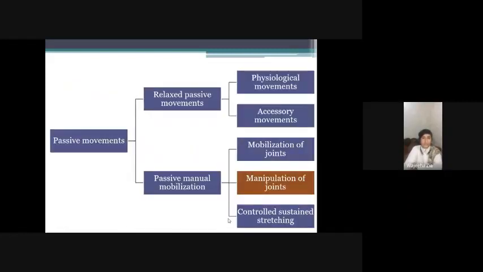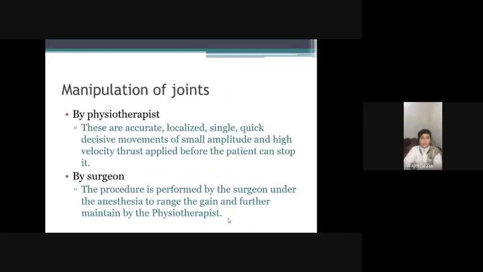The next one is the manipulation of joint. Manipulation can be done in two ways, by the physiotherapist or by the surgeon. If the therapist is performing, these movements must be accurate, localized, single, and quick. A single deceptive movement, patients will not be able to stop it. So these are single quick movements, small amplitude, and high velocity thrust, manipulation or the thrust technique.